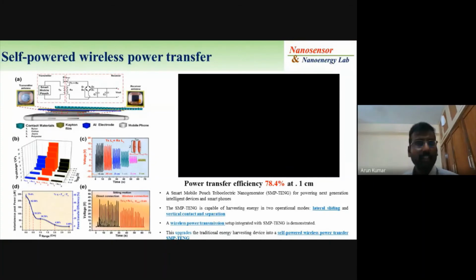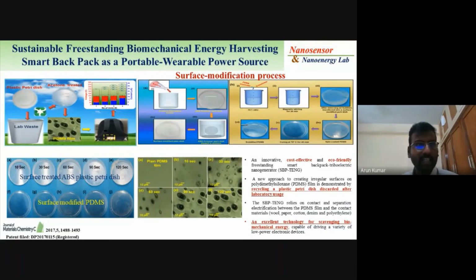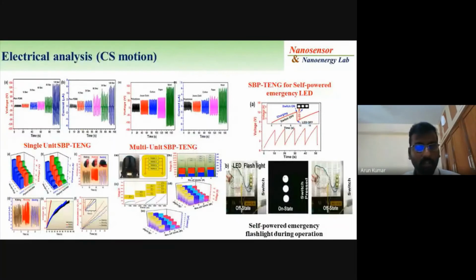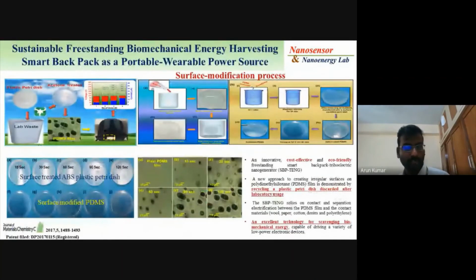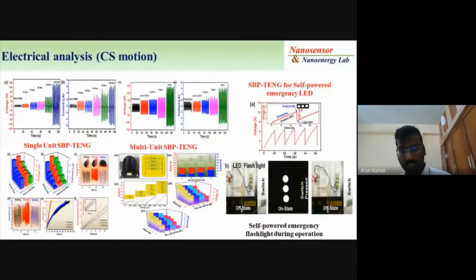And then this is another thing. It's a freestanding backpack. Here we connected the device on the backside, and whenever you do a physical operation, it harvests the energy, and you can also understand the person's walking pattern, running and bending behavior. So that is one good advantage of using this device. And this patent is filed, and we received a registered patent also.